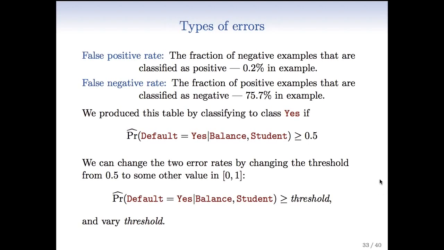In some cases, especially for these kinds of screening examples, you may want to change the false positive and false negative rates and skew them to one side or the other, right? And you can do this by changing this threshold. Instead of classifying, in this case, to default if it's bigger than 0.5, you can change the threshold and maybe make the threshold smaller, so that you can catch more of the high-risk cases for default.